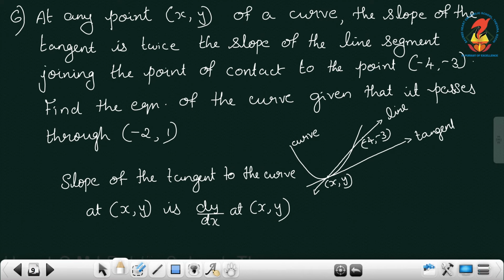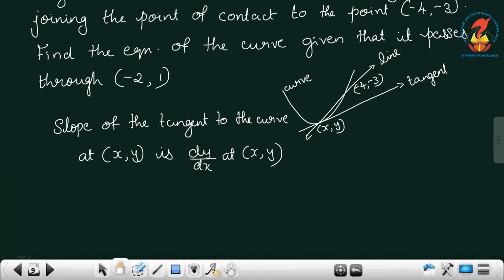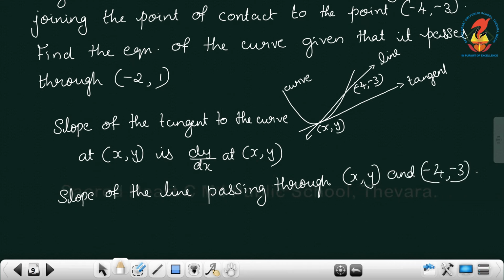Okay. So, the slope of the tangent is twice the slope of the line. So, what is the slope of the line? The slope of the line passing through which all points? One is the point of contact, that is x comma y. The other point is -4, -3.